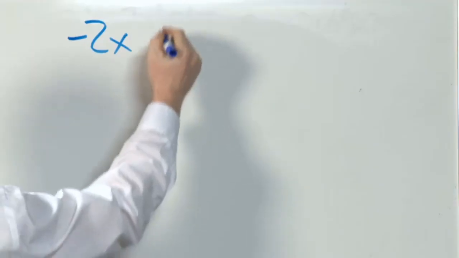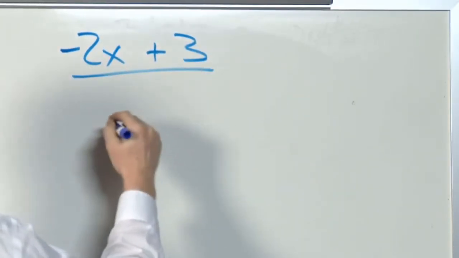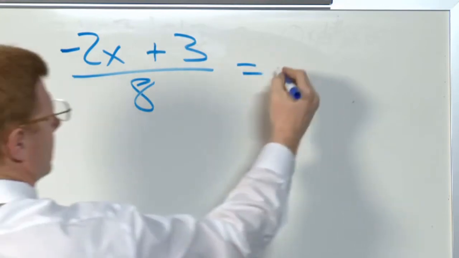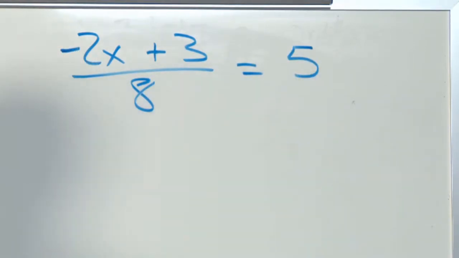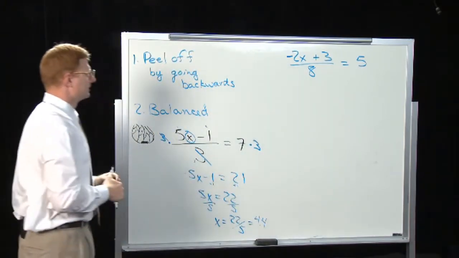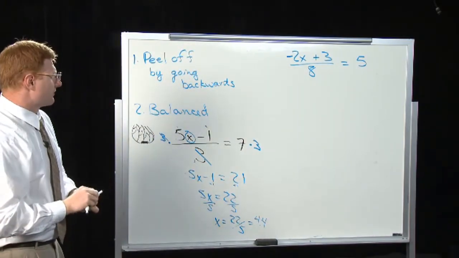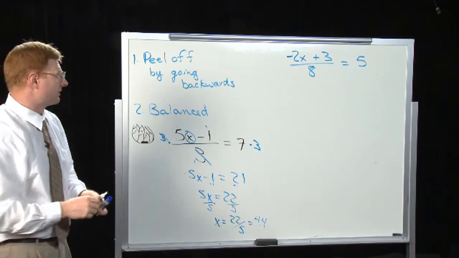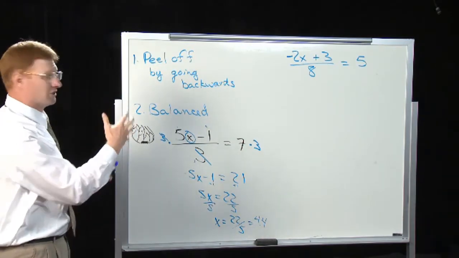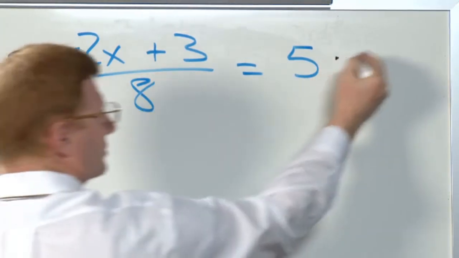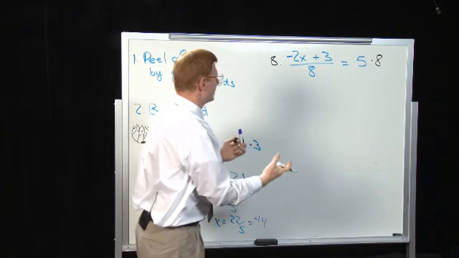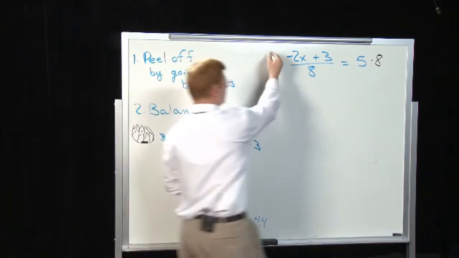Negative 2x plus 3 over 8 equals 5. Let's see what we get with this one. So again, we have 3 things that we need to get rid of. We have the 8 and the 3 and the negative 2 to get rid of in some way. This is a divide by 8, so we have to get rid of it by timesing by 8. As long as we do it to both sides, keep that balanced until we can get x down by itself. So the 8's are now gone.